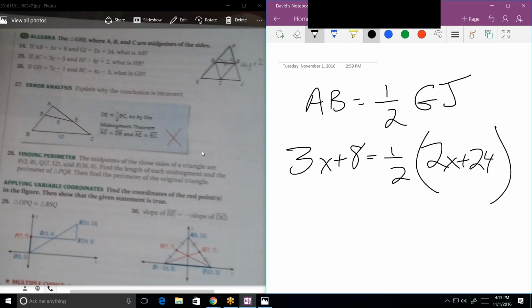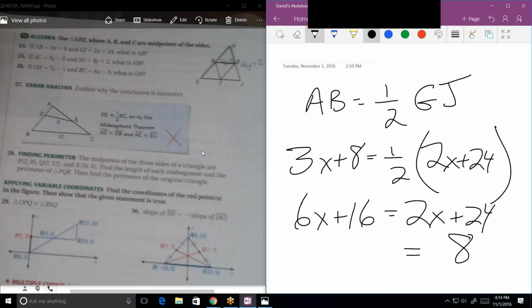How do I solve this? First, what I did is I just did 6x plus 16 equals 2x plus 24. I like that. Better than distributing the 1/2. Even though it distributes very nicely to that, I still like it better. Get rid of your denominators. So first I subtracted 16 and got 6x equals 2x plus 8. So then I subtracted 2x and got 4x equals 8, divided by 4. X equals 2. All right.